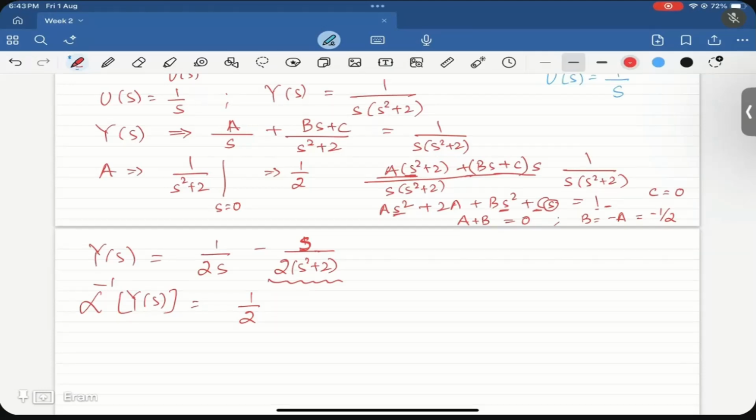So can you identify any function whose Laplace transform looks like this? Cos function. Yes, cos(ωt). We know the Laplace of cos is s/(s² + ω²), right? So what is omega in this case? Omega is root 2, right? So the inverse Laplace of this function overall is 1/2 minus 1/2 cos(√2 t).